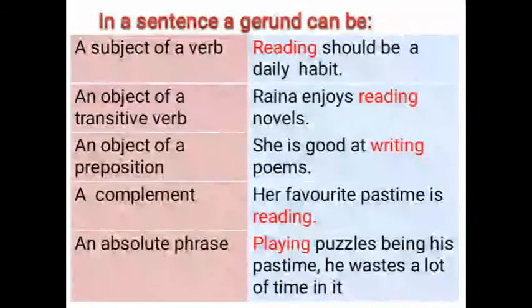A complement. Her favorite pastime is reading. Here, reading is the complement of the verb is. An absolute phrase. Playing puzzles being his pastime, he wastes a lot of time in it. So here, playing puzzles being his pastime is the phrase, and playing is the part of this absolute phrase which acts as a noun. Therefore, it is a gerund.